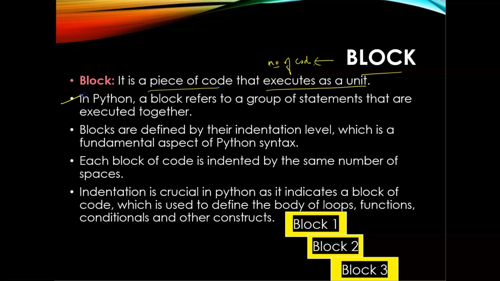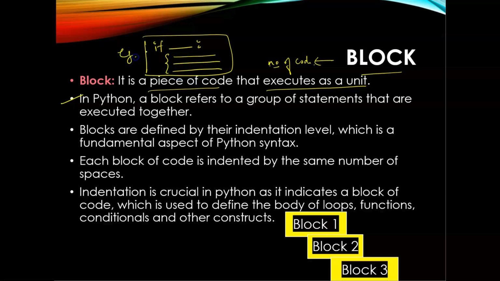Okay. So in Python, the block refers to a group of statements that are executed together. For example, if we have an if block, an if condition, and we give the colon and start the statements with an indentation level, they should be on the same indentation level. So together this is getting executed, right? So this is a block, a group of statements. What I have given here is an example. If it is executed together, then it is called a block, and we can name our block as the if block.